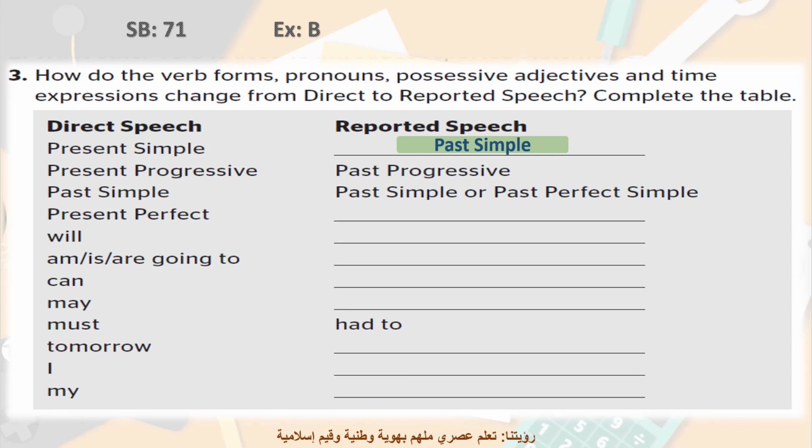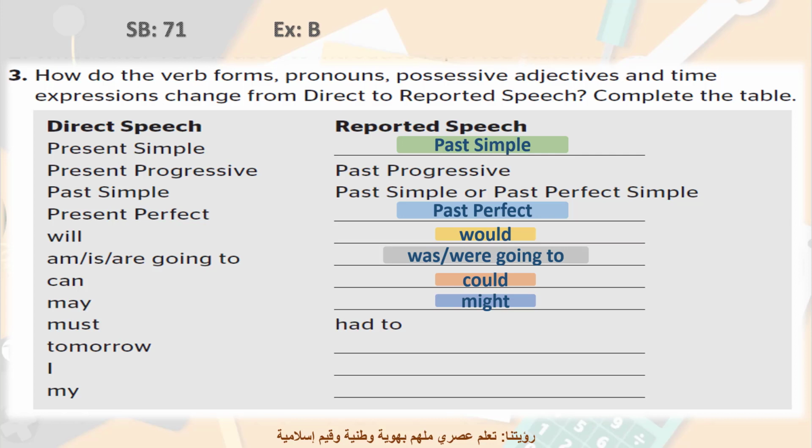Past simple can be past simple or past perfect. What about the present perfect? The present perfect is turned into past perfect. Will becomes would. Am, is, are going to becomes was, were going to. Can becomes could. May becomes might. Must becomes had to. What about tomorrow? The next or the following day. I becomes he or she, according to the speaker, if he is a man or a woman. And finally, my becomes her or his, also according to the speaker.